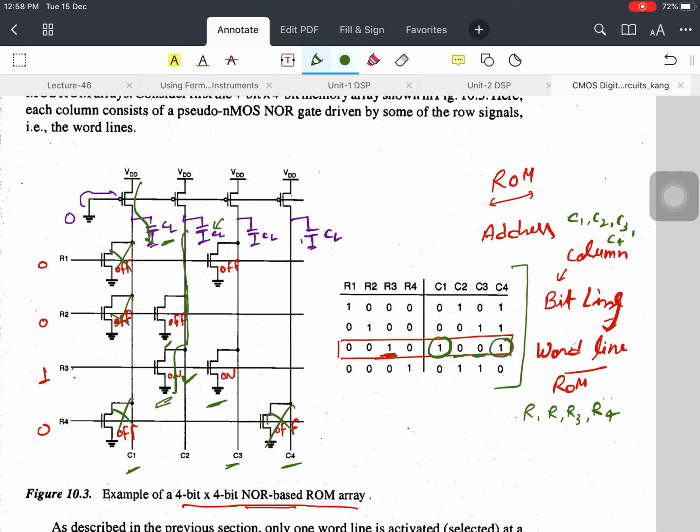In this manner we are accessing the data. We can easily read out the value if we know the particular bit line and word line. So this is all about read only memory. This is an example of read only memory based on NOR, and this is 4 cross 4 because you are using 4 bit lines and 4 word lines.